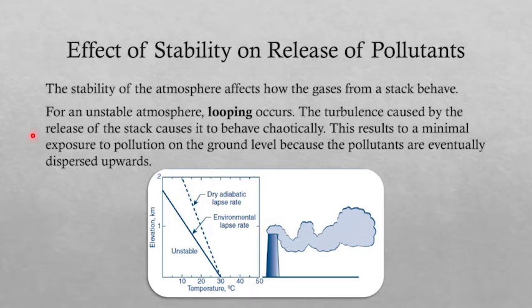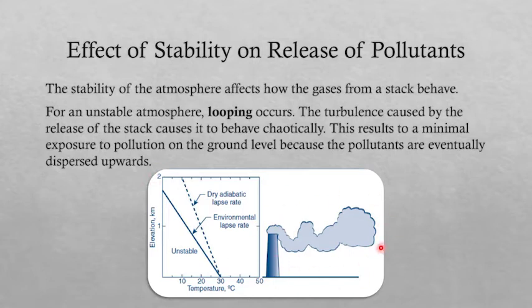Let us start with the case of unstable atmospheres. For an unstable atmosphere, looping occurs. The turbulence caused by the release from the stack causes it to behave chaotically. This results in minimal exposure to pollution at ground level because the pollutants are eventually dispersed upwards. This is an illustration of looping.